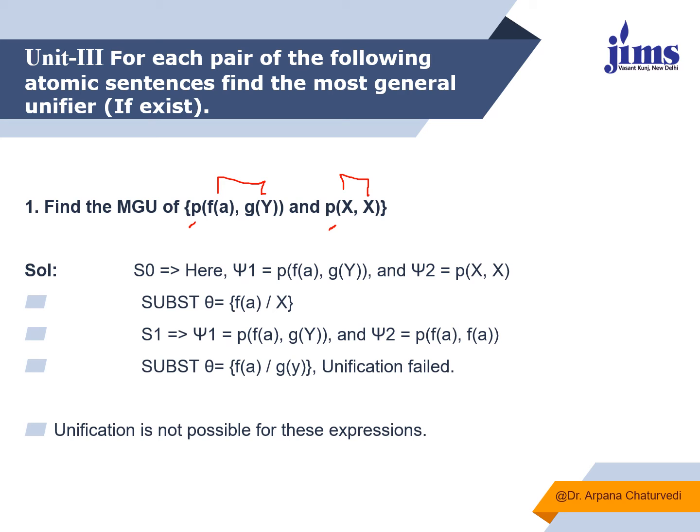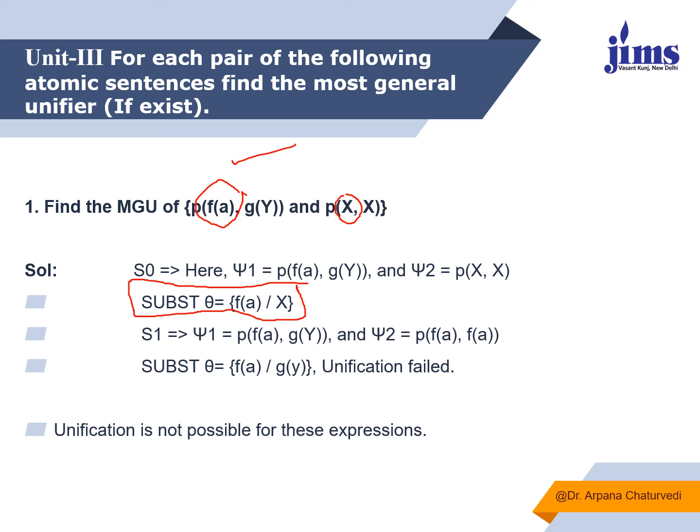Now see, the first condition is applicable because the predicate name is the same. Second, the number of arguments is the same in both. Now look at the third. Let's talk about one argument first. The first argument of both the given expressions is f(a) over here and x over here. So we can say that we can substitute f(a) for x. Fine. So this is one.